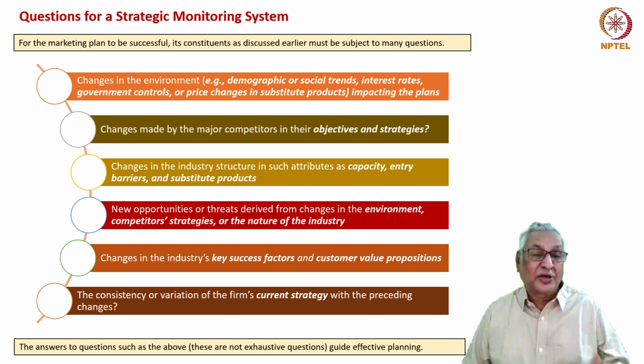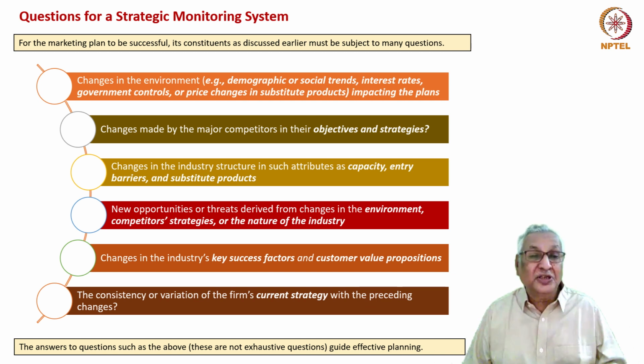We have this operational review system as I have outlined, but should marketing have a strategic monitoring system? Yes, indeed, it must have. For the marketing plan to be successful, its constituents, as discussed earlier, must be subject to many questions. What are the changes in the environment? All the variables which we said earlier as impacting the behavior of the customer must be monitored, and how they impact the plans must be understood.